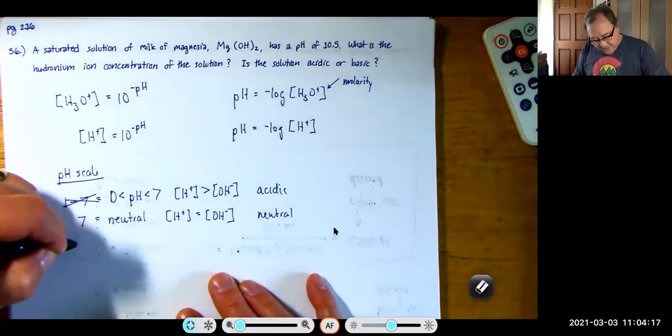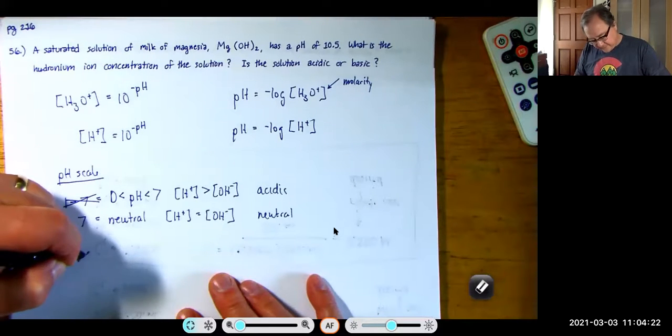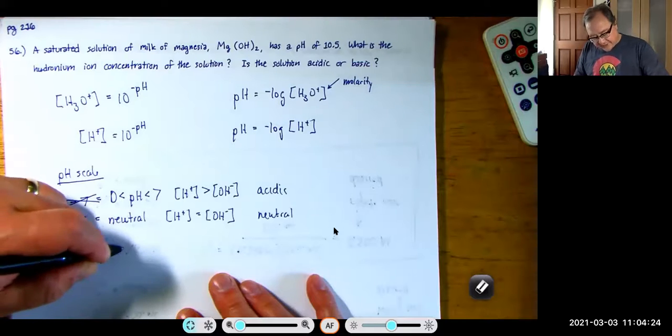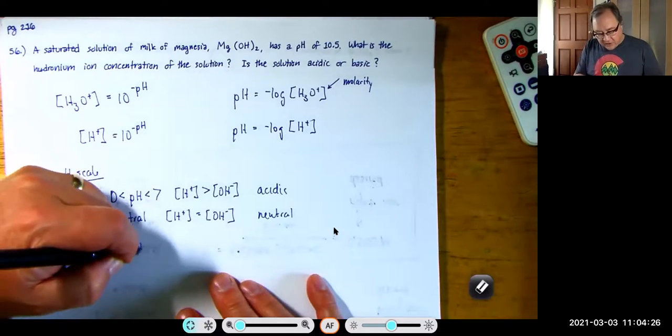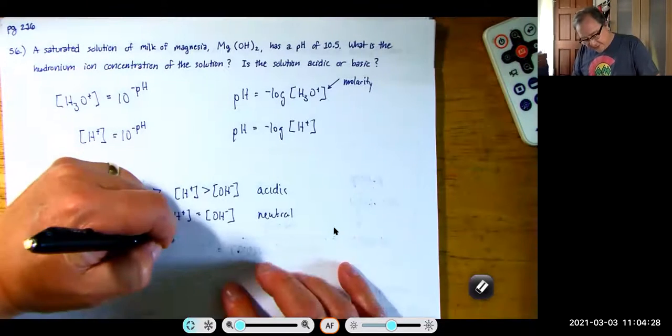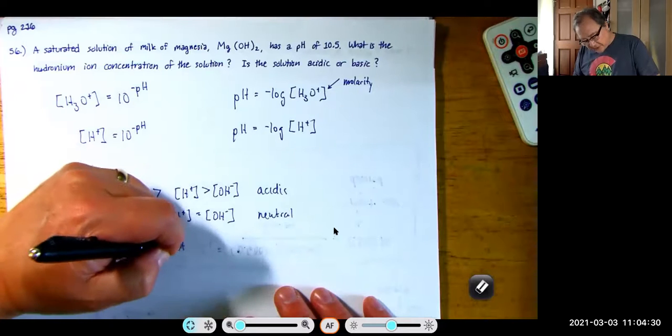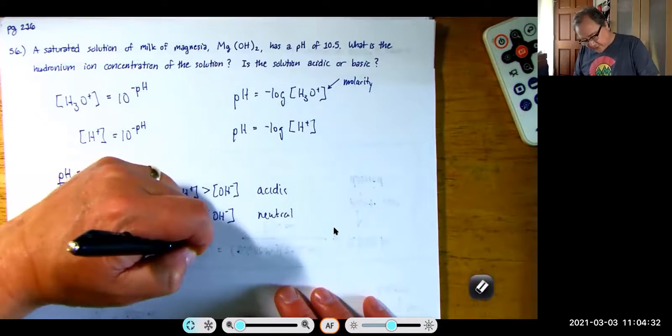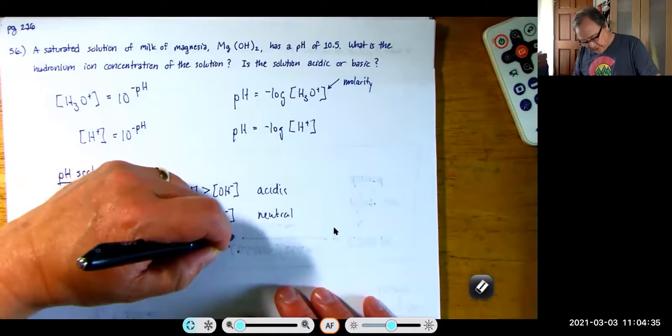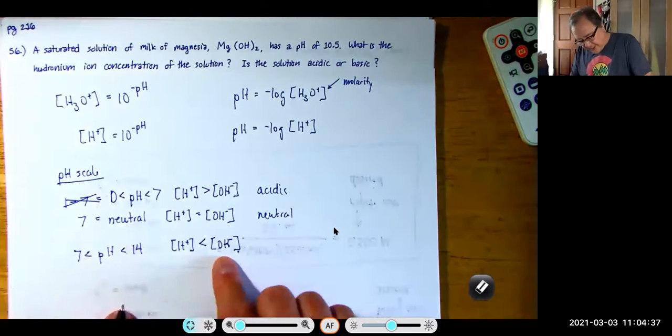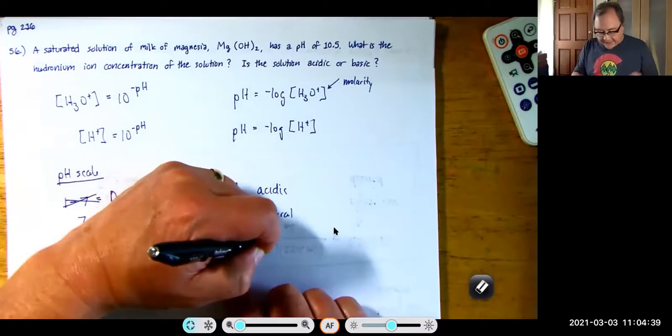Now, when the pH is greater than 7, well, we'll say less than 14, there's really no limit here, to be honest. This means that the hydronium ion concentration is less than the hydroxide ion concentration. And we know hydroxide is our base. So when you have more base than acid, it's basic.